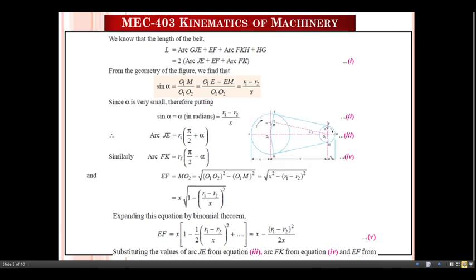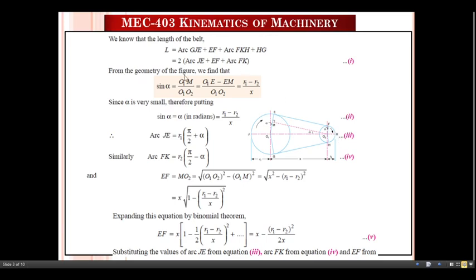the arc GJE plus length EF plus arc FKH plus length HG. Now this arc GJE, if you see here, to get the complete length, if I consider the half portion, I can write 2 into arc JE plus EF plus arc FK. The meaning is the same.